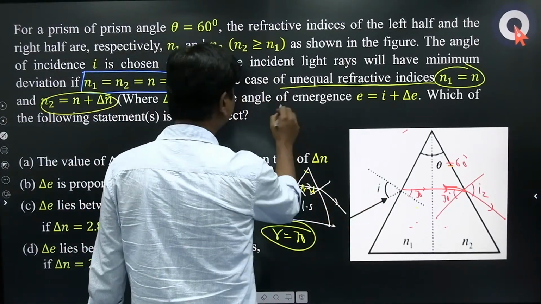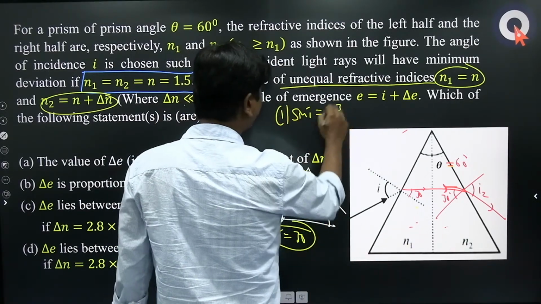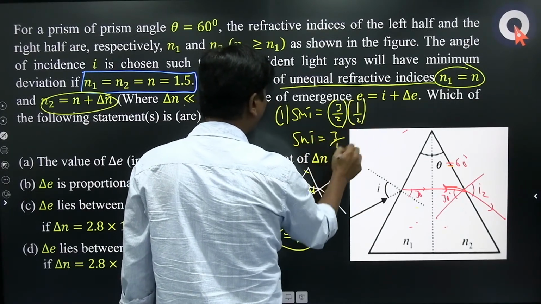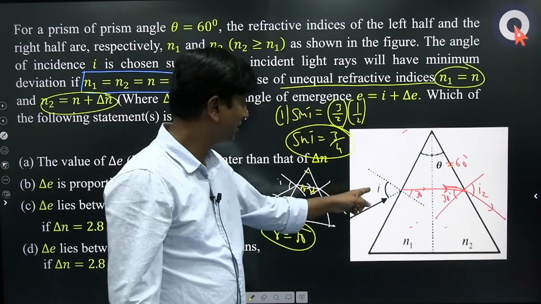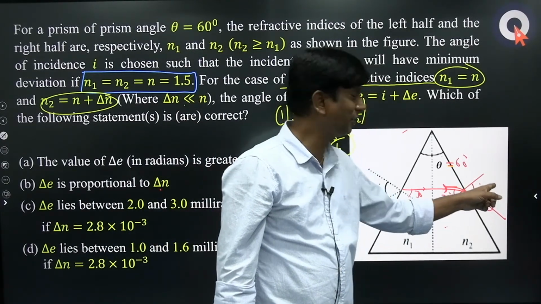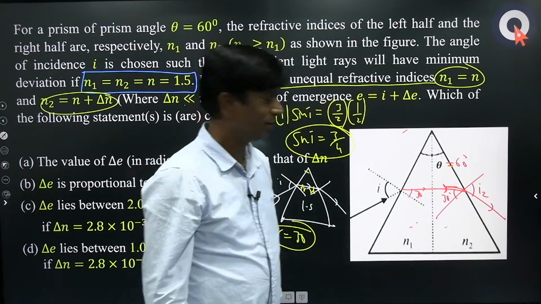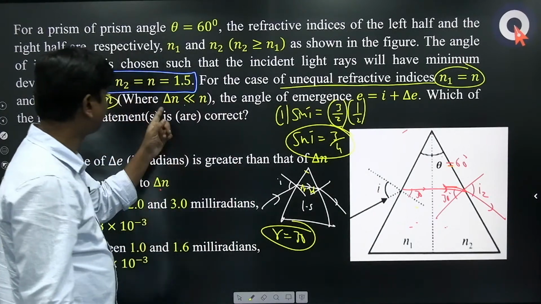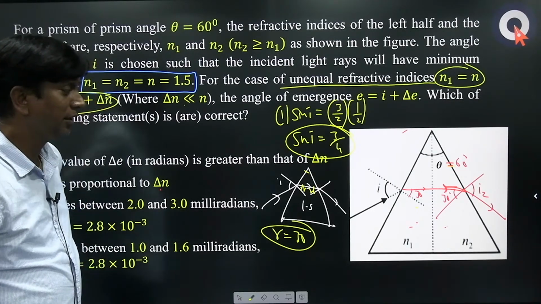So 1 into sin I equals mu, which is 1.5, that is 3 by 2, into sin R, sin 30 is 1 by 2. So sin of I is equal to 3 by 4, right? When N1 and N2 are equal, this angle is such that sin I is 3 by 4. This angle also will be equal to I only, such that sin I is 3 by 4, because N1 and N2 are equal. But now N1 and N2 are not equal; N2 is a little bit greater than N1, right?